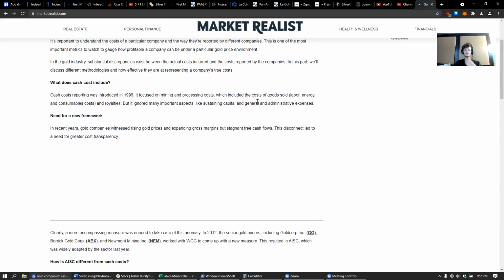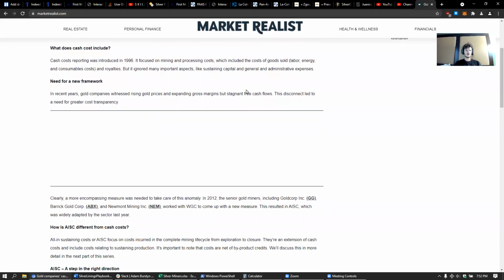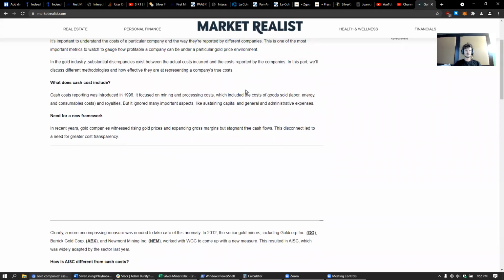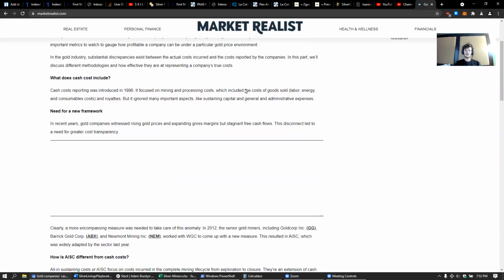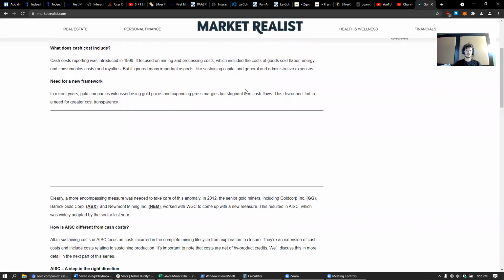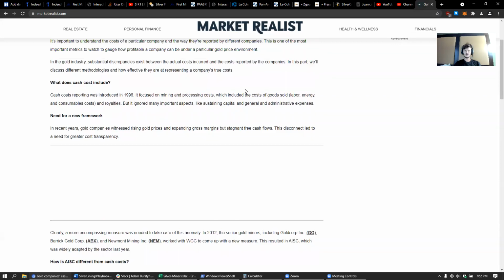Need for a new framework. In recent years, gold companies witnessed rising gold prices and expanding gross margins, but stagnant free cash flows. And that goes back to what Glenn said, what those PhD people said, and what Chris Ritchie said. This disconnect led to a need for greater cost transparency.